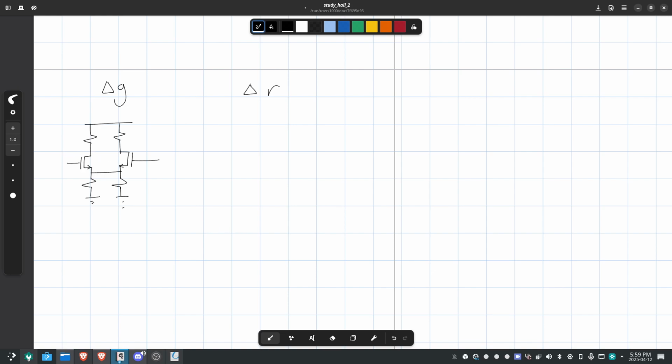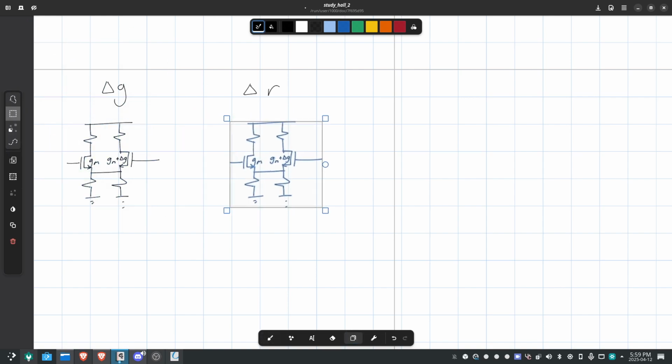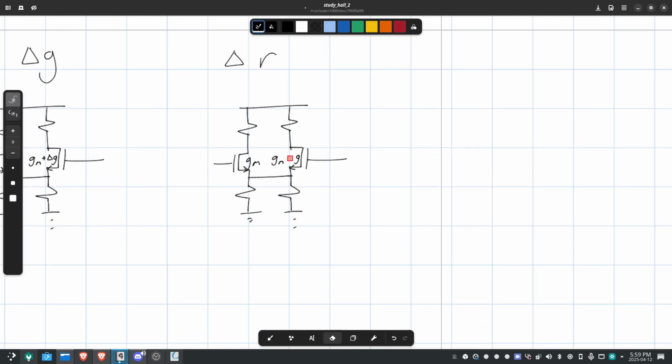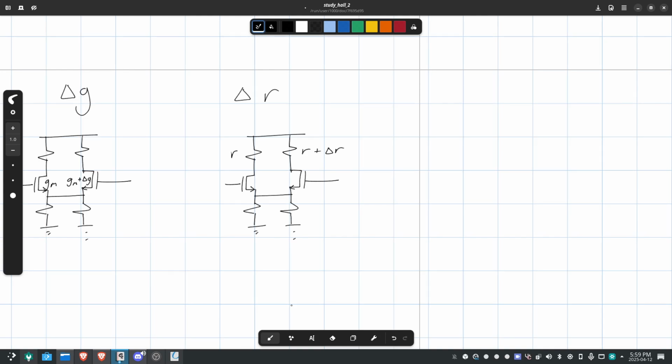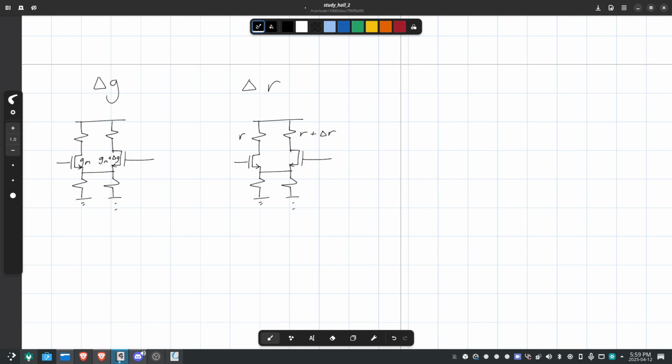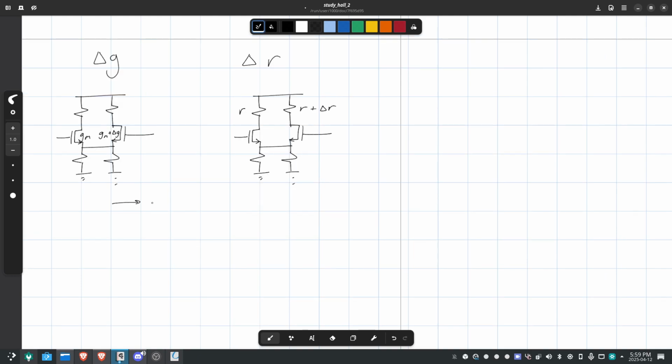I don't even know if I need to draw this. The whole point about delta G and delta R is that if you have one part of your circuit that's off, so let's say this is gm and this is gm plus delta g, or in this case, if you have R here and then you have R plus delta R, you could still use the half circuit system, right? The half circuit is still a good approximation.